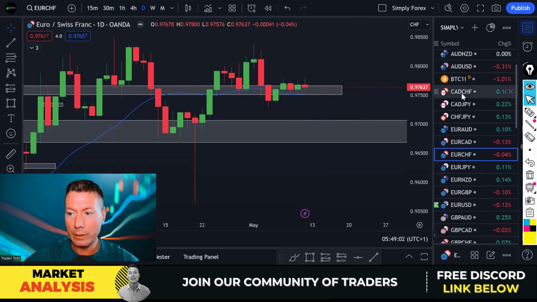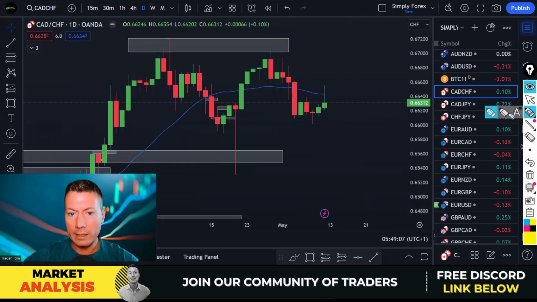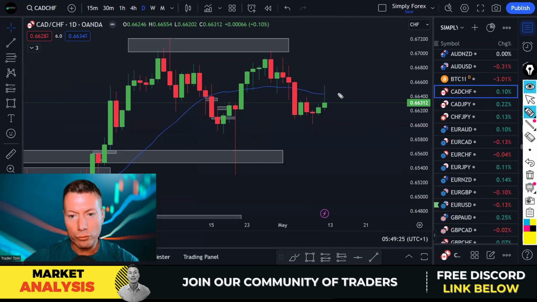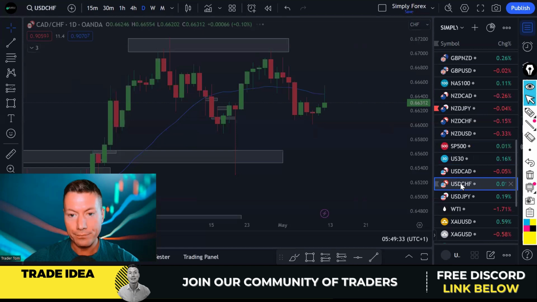And if we also look at Canadian dollar Swiss franc, you can see we're kind of in this range. But as we come from this part of the range, look at this wick rejecting the moving average 20. This suggests this wants to come back down lower, maybe even into here somewhere. All right, so we're seeing that Swiss franc strength. These are not trade ideas, but I'm showing you this because my first trade idea is US dollar Swiss franc.